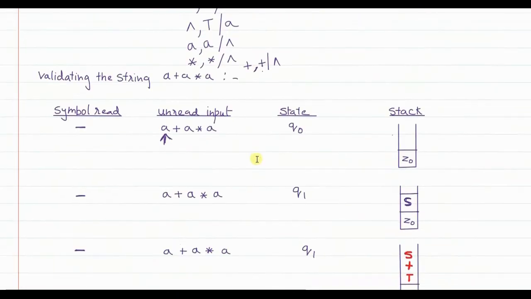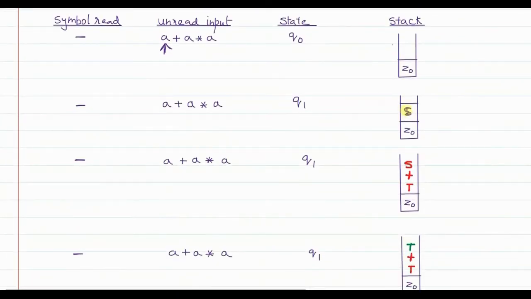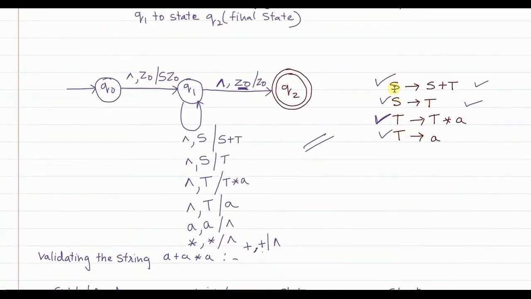So what is there on top of the stack? It's a non-terminal on top of the stack. Then you go to S productions. These are the set of productions. S is on top of the stack. So we have 2 S productions. One is S gives S plus T, second is S gives T.